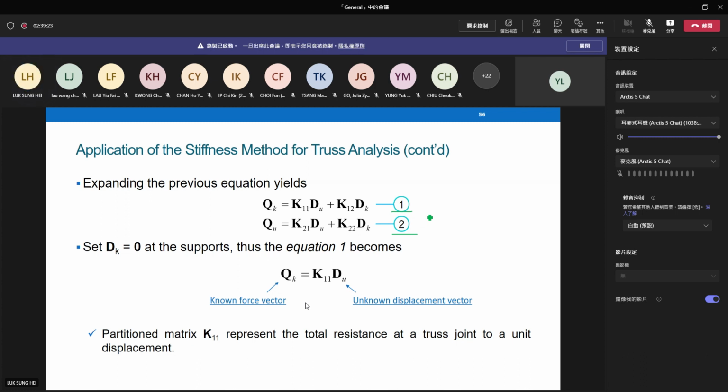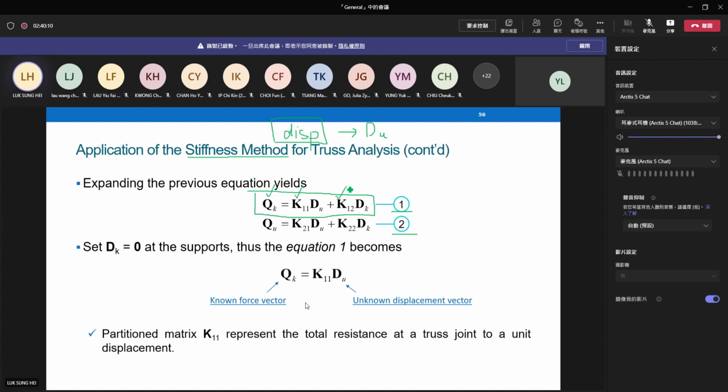Then what do we do? Simplest method is the displacement method, which means that we would like to find out the unknown displacement first. Our target is to find out DU, the unknown displacement. Which equation can help us to find out unknown displacement? It seems that the first equation can help us. Why? Because QK means the known force vector. QK is the known part.